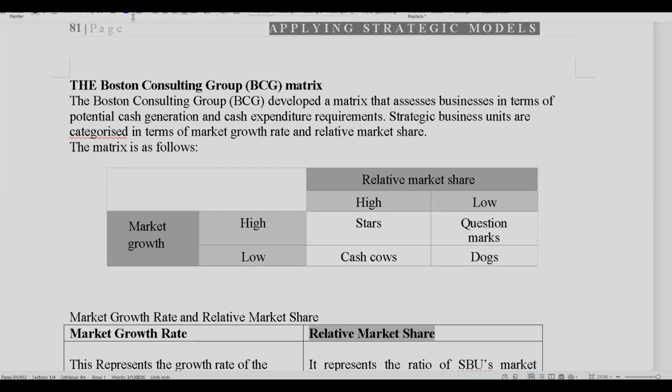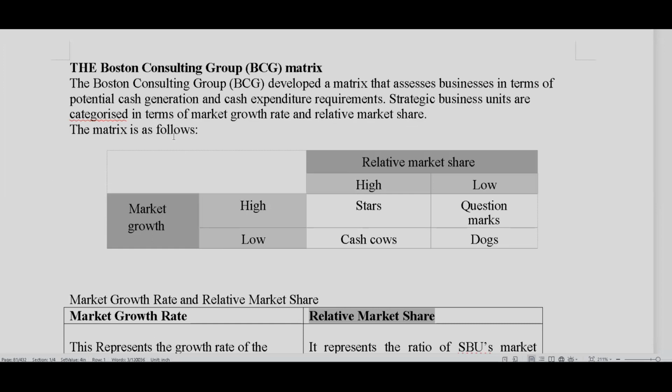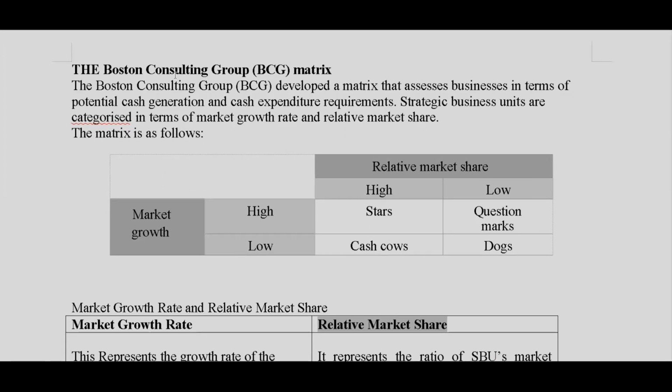Okay, so in this session, we are going to continue with markets, and we are going to look at the Boston Consulting Group Matrix. Now, the Boston Consulting Group Matrix assesses the business in terms of its potential cash generation and cash expenditure requirements.